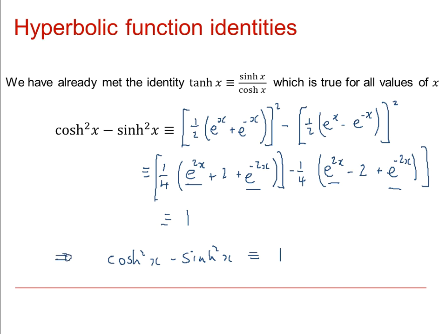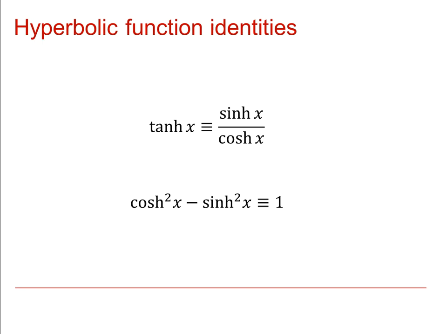And compare that to cos squared plus sin squared, which is 1. So two identities then that you need to be familiar with. Tanh is sinh over cosh, and cosh squared minus sinh squared is 1. And these then can be used for solving hyperbolic equations.